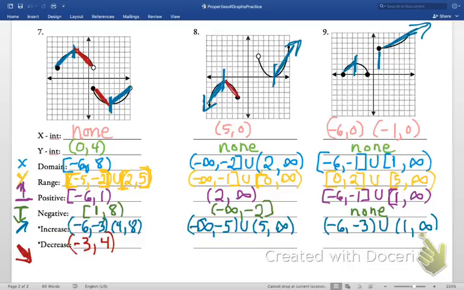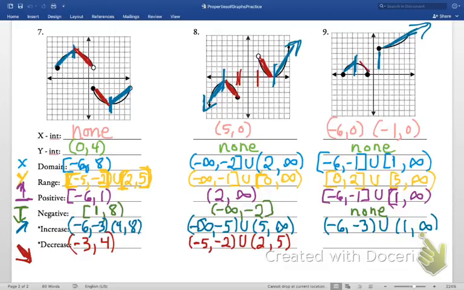Okay, number 8. We got down the hill and into the ditch. Down the hill starts at the top of the hill, which we said was at -5, and it's going to go all the way down the hill to -2. And then my down into the ditch part starts at 2 and goes to 5.